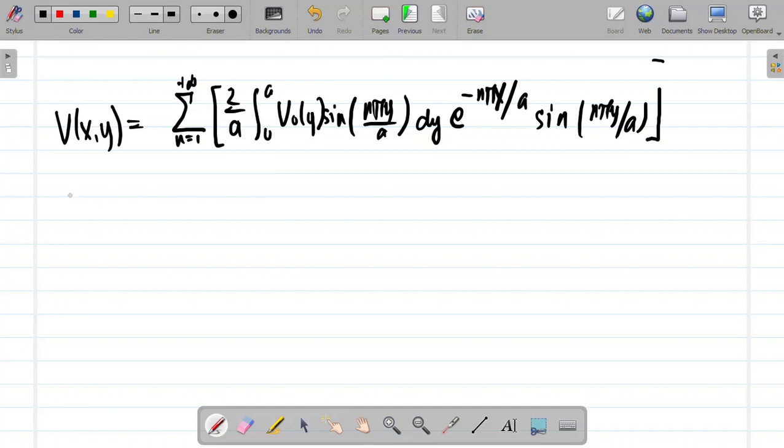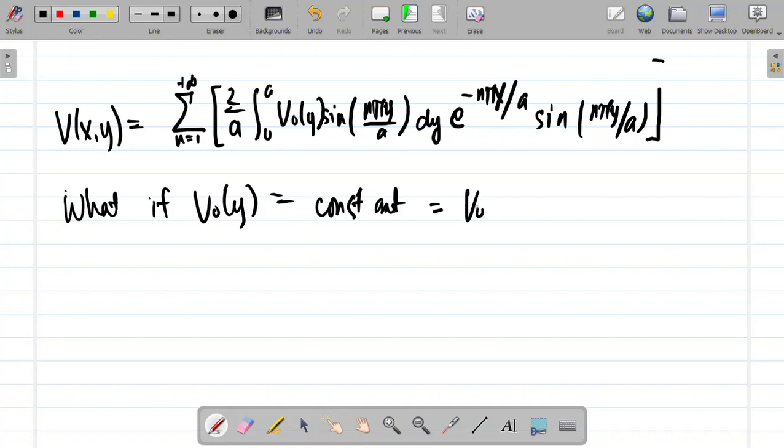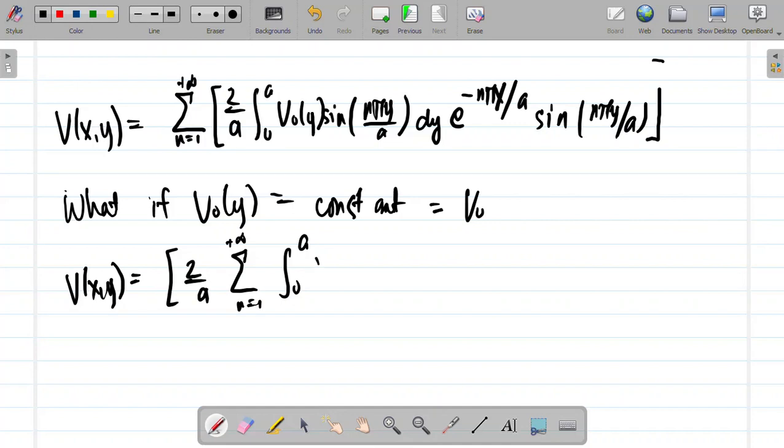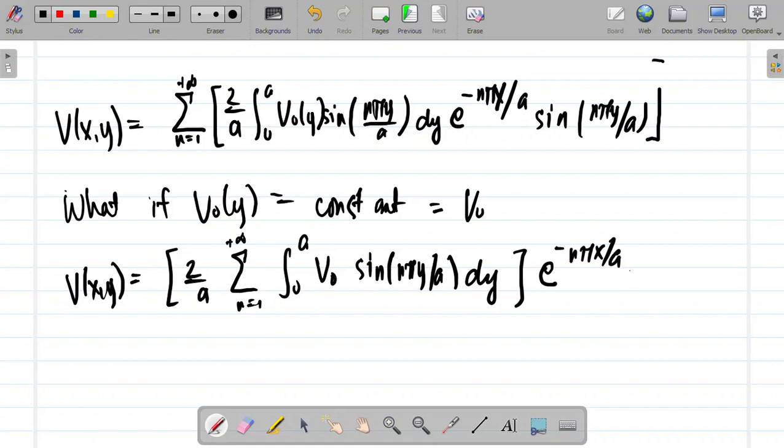So, further example, what if v naught of y equals constant. Gawin lang natin constant, class, v naught. So now we get v of xy equals 2 over a summation n equals 1 to positive infinity integral 0 to a v naught, constant lang yan, sine n pi y over a dy, e raised to negative n pi x over a sine n pi y over a.